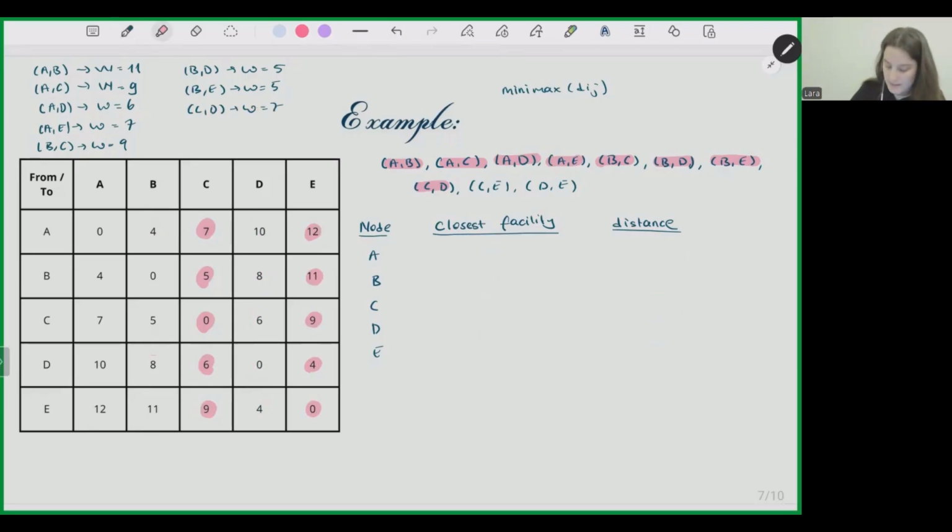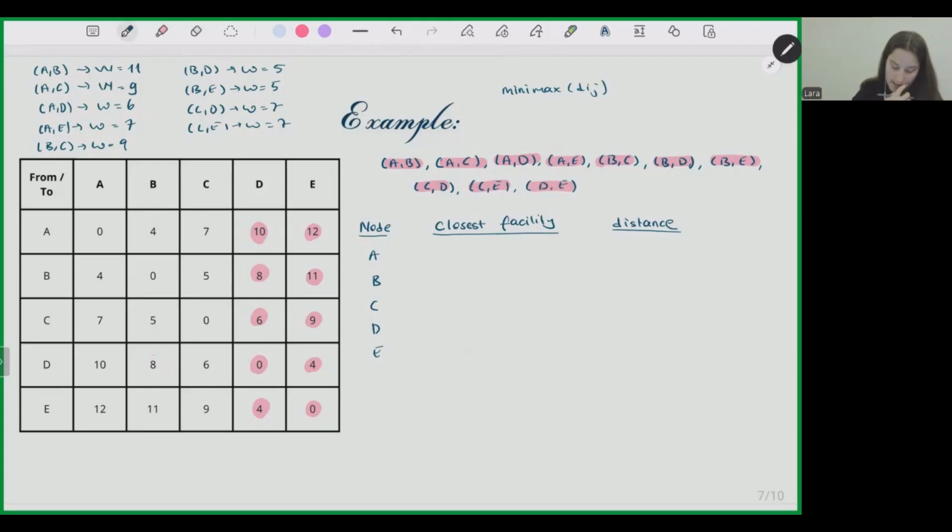So the next set is going to be C and E. So to A, the closest is going to be C with 7 units of distance. For B, it's going to be again C with 5 units of distance. For C, it's going to be itself with 0 units of distance. To D, it's going to be E with 4 units of distance, and to E it's going to be itself with 0 units of distance. The maximum service time here is 7. So CE W is 7.